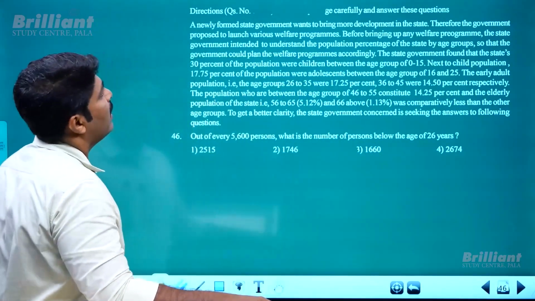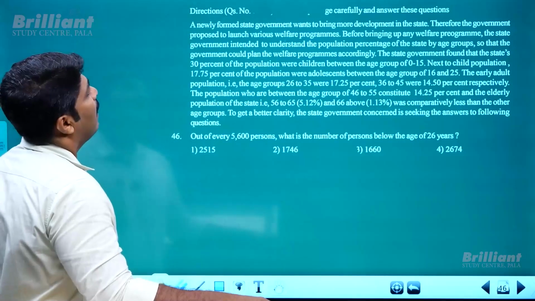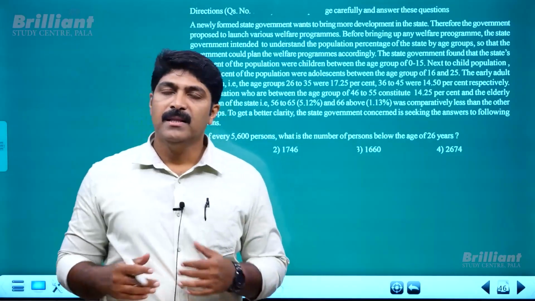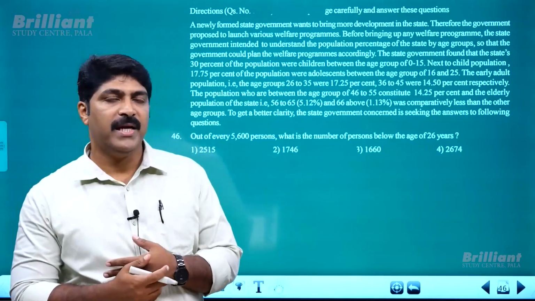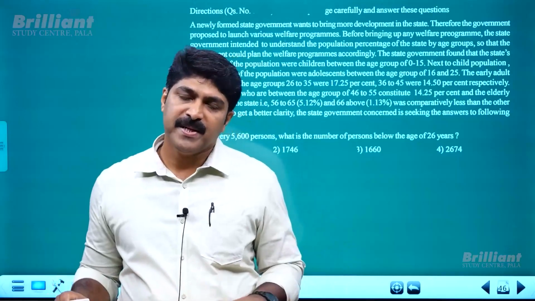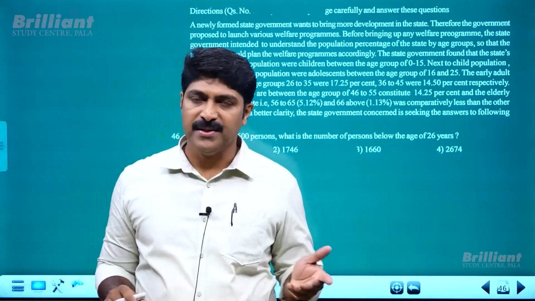Now another, it's a caselet type question. Caselet type questions means that the question contains a passage like this. In both the areas, logical reasoning areas also, you can expect some caselet type questions like this one.